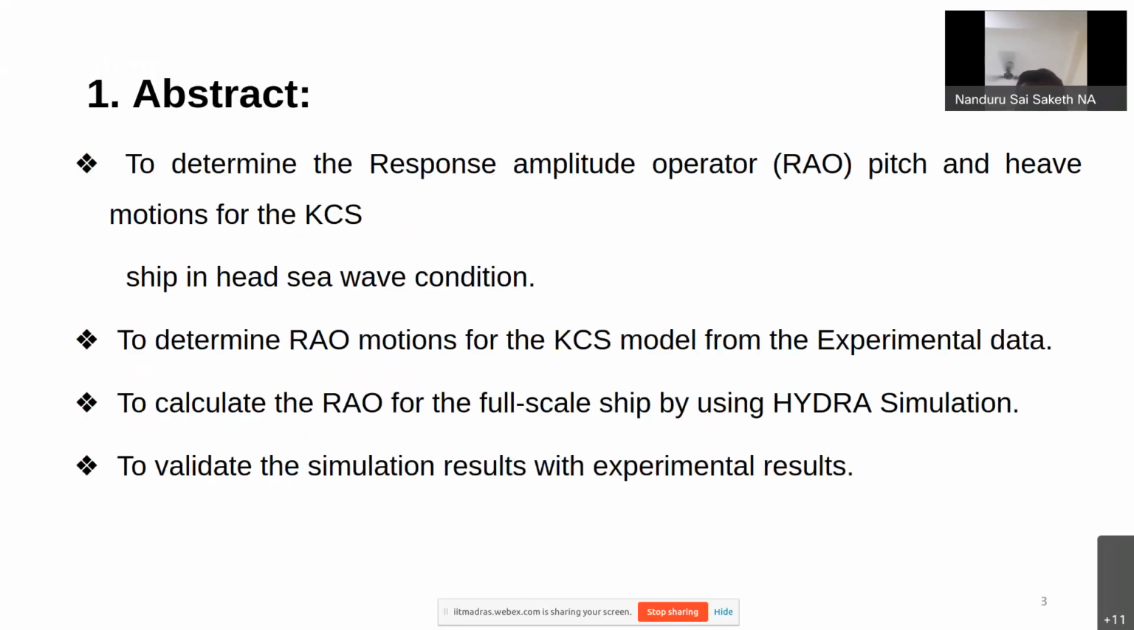Next slide. In our abstract, our study is mainly focused on determining RAO for pitch and heave. In our study, we have considered the head sea condition. The experimental data is compared with the results obtained from hydrodynamic response analysis simulation, which is also called Hydra. The comparison is essential for the validation of the Hydra simulation. This study is also conducted on a full scale ship using Hydra simulation.